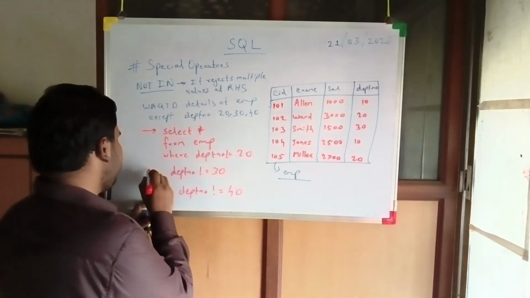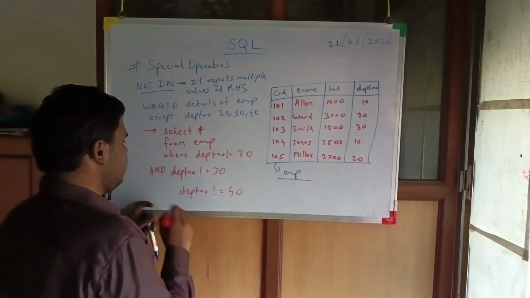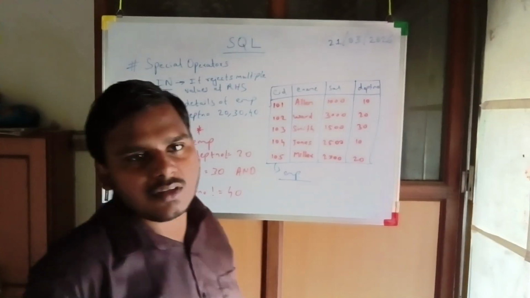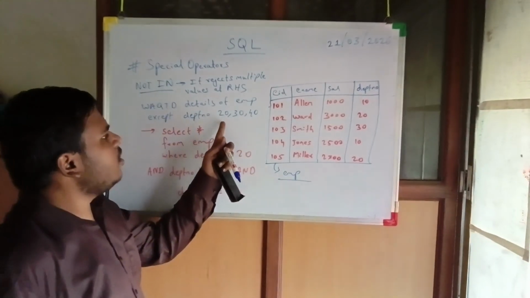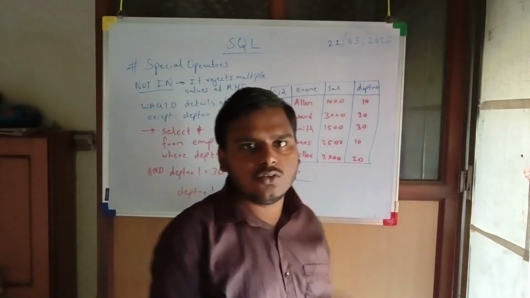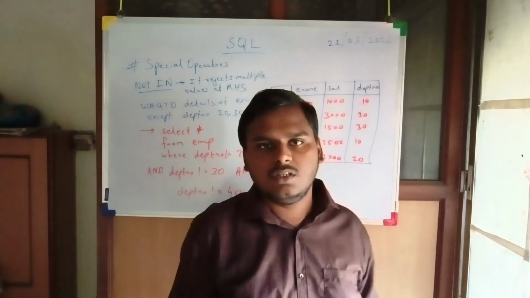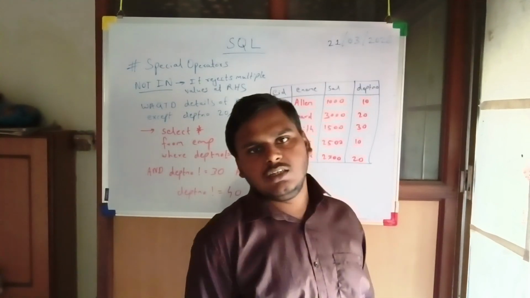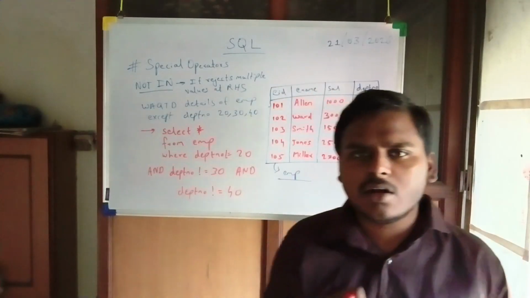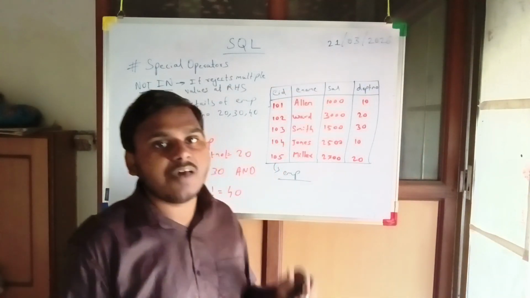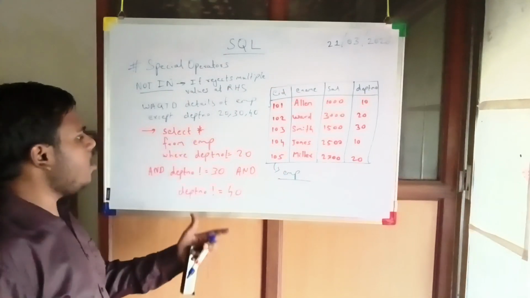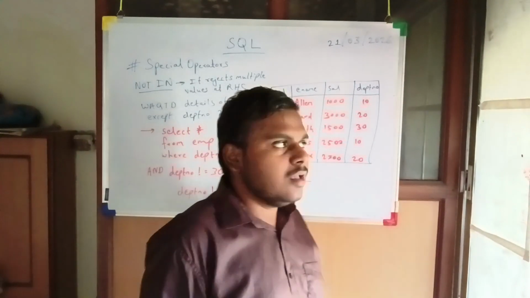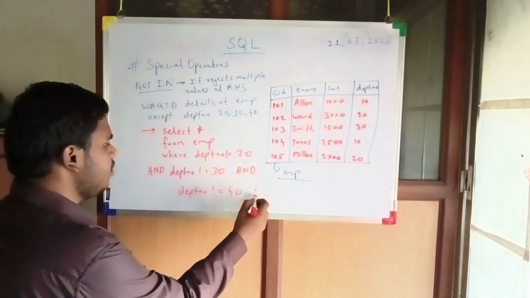Here the AND operator will come. Definitely will come. Why, sir, AND operator? Because I don't want 20, 30, 40. I don't want three department numbers. So definitely to satisfy all the conditions, which operator do we need? AND or OR? We need the AND operator because I want to satisfy all the conditions. That's why we are using the AND operator. So this is how we will get the right output.